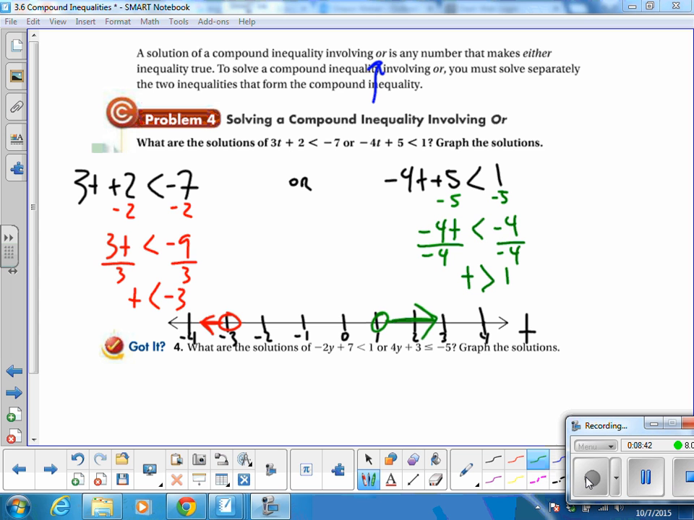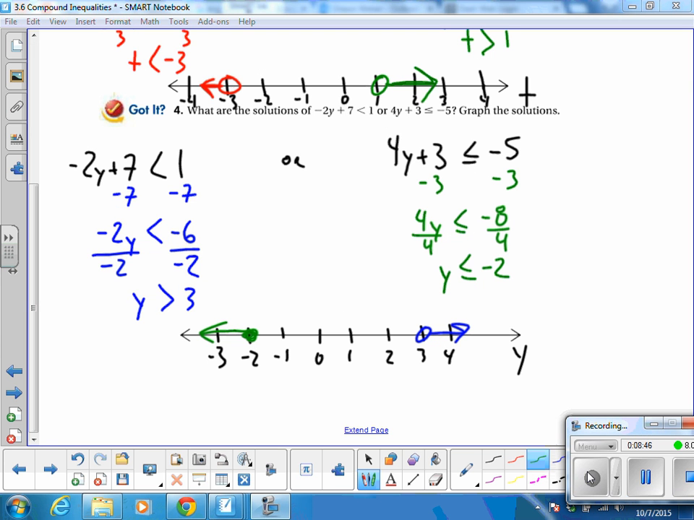Go ahead and try number 4. Press pause and see how you do. All right, let's see how you did. When I graph my 2 inequalities, I can see that y is greater than 3, or y is less than or equal to 2. Now, in these particular situations, you're going to know if it's an and or an or. It's an or because we're going to have the word or in there. It'll be an and if we do the compound inequality like on the last page, where you actually don't see a letter in there.